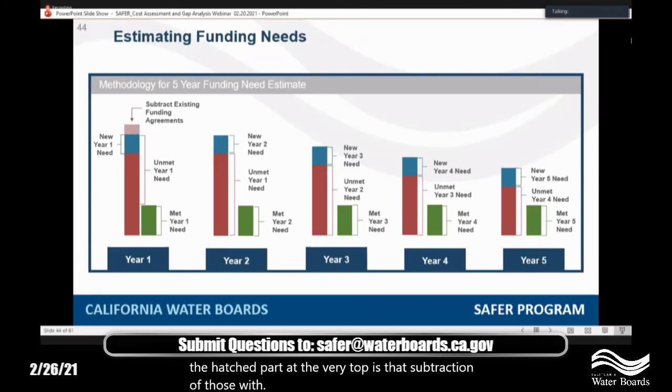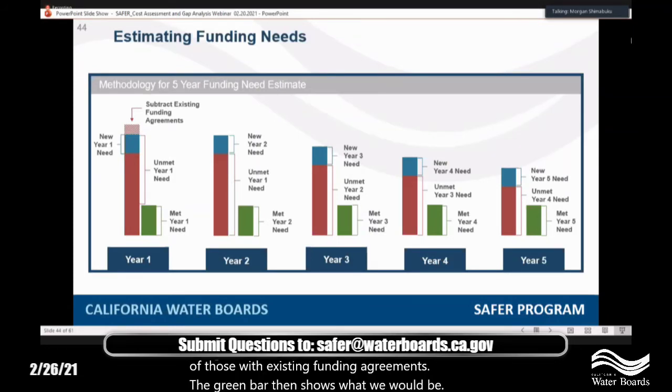agreements. The green bar then shows what we would be estimating as what the existing funds can meet in the first year. And then the difference between the top of the blue down to the top of the green is going to be the unmet year 1 need.